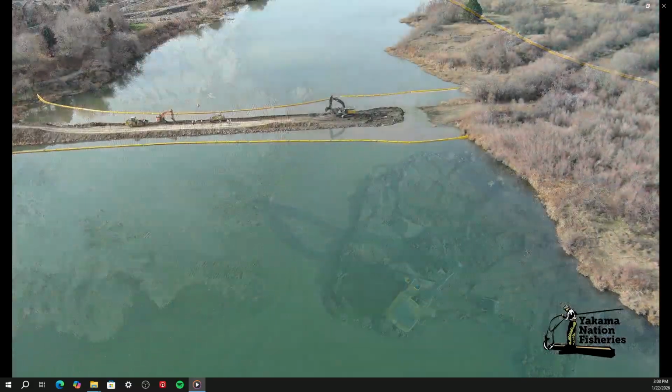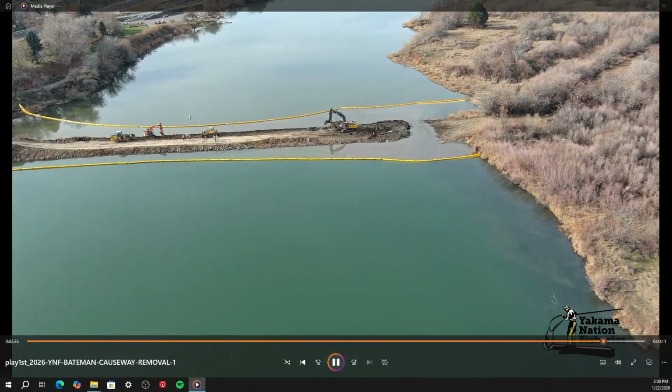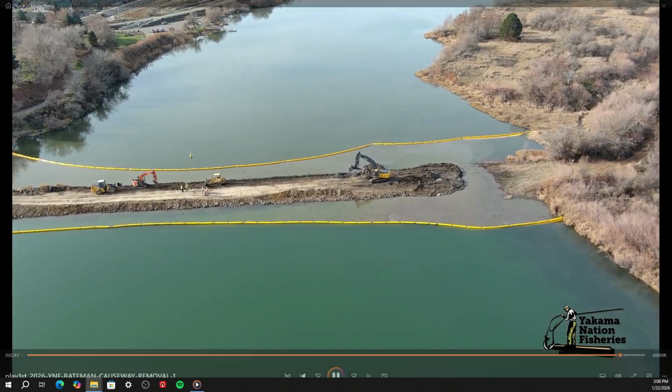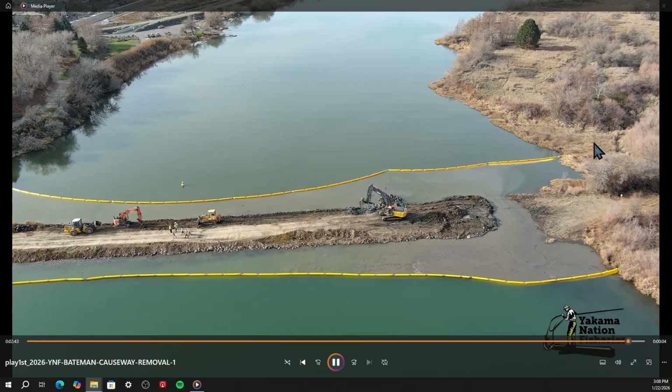So it is freely flowing. It's going to be freely flowing end of February, I believe, is what they were saying. So let's go on to the next project.